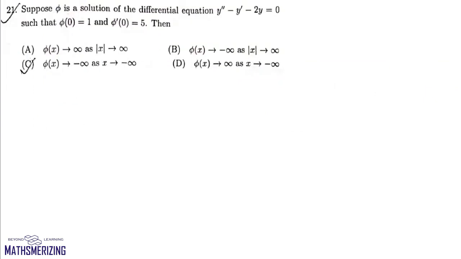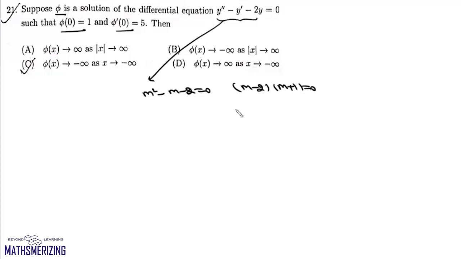Now question number 21 is, suppose phi is the solution of this differential equation such that phi 0 is 1 and phi dash 0 is 5, then which of the following options is correct? Now we are given a second order differential equation. We can write this as m square minus m minus 2 equals 0. So it will be m minus 2, m plus 1 equals 0. So the value of m is 2 or the value of m is minus 1.